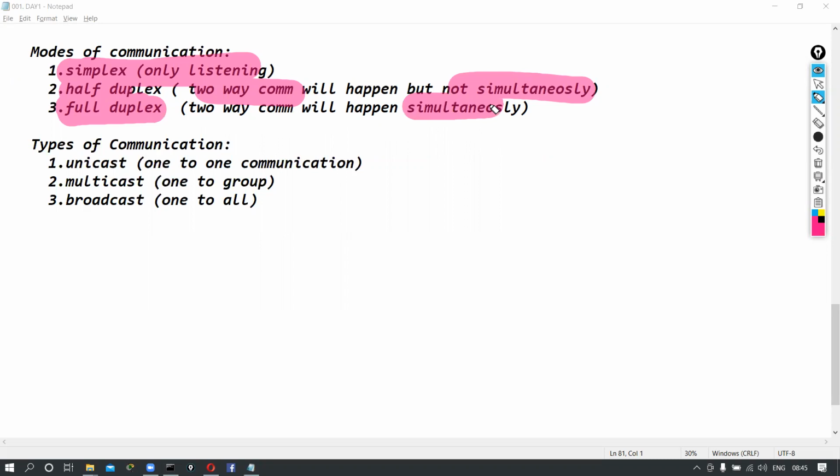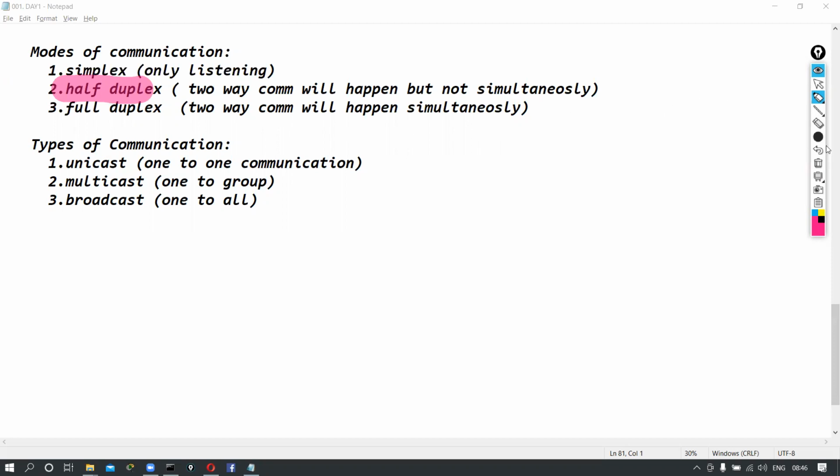Mobile communication nowadays. All the guys can communicate simultaneously. What about an example for half duplex? Walkie-talkie. Hub also. With a walkie-talkie, one person is talking at the time, and the other person can't talk. This person presses the button, then that person can listen. That means one person talks at a time.